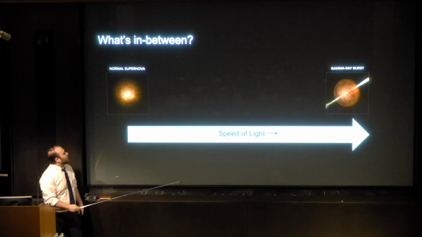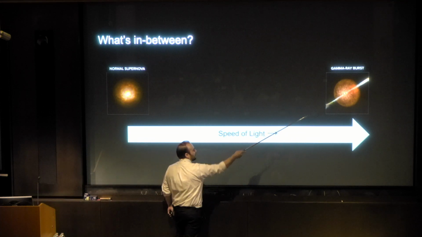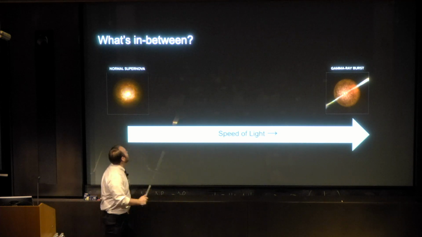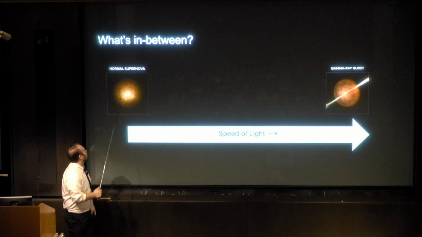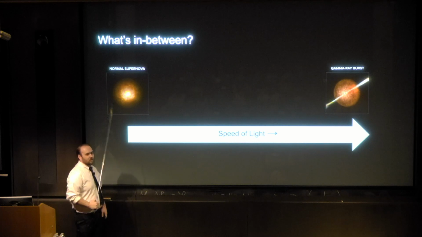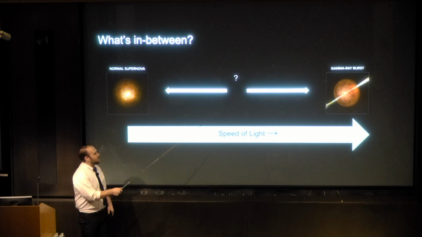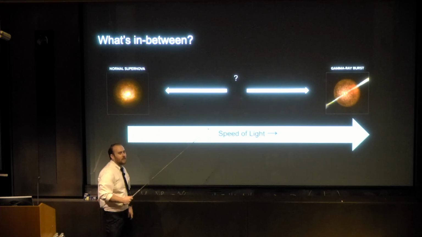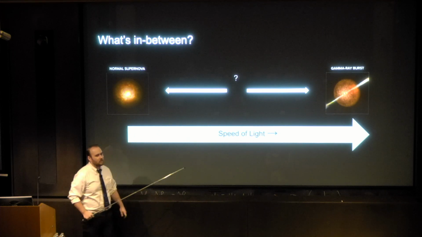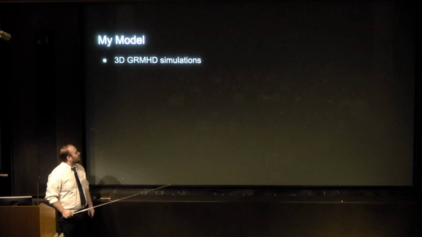So we know a lot about when black holes are moving at the speed of light, where we get our gamma ray bursts. And we know a decent amount about what we call normal supernovae, or just spherical collapse, generic supernovae. But what happens in between, when the black hole is rotating or there is some sub-relativistic outflow? We don't know. So that's where my model comes in.